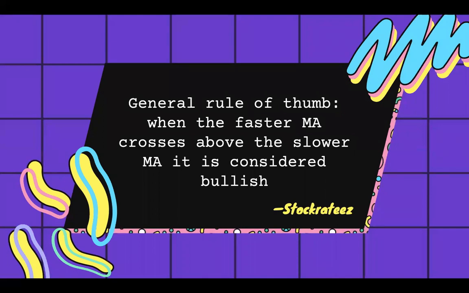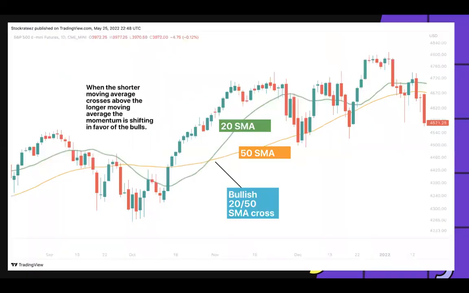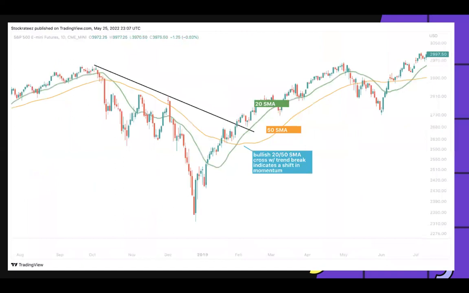As a general rule of thumb for crosses, when the faster MA crosses above the slower MA, it's considered bullish. Here we can use a 20 SMA as well. That is a shorter term shift in momentum to the bulls. So when the 20 crosses up to the 50, we can take that as a bullish signal. Here we have a trend break, and then we have our 50 SMA and our 20 SMA. When the 20 crosses up to the 50, that is our bullish signal.